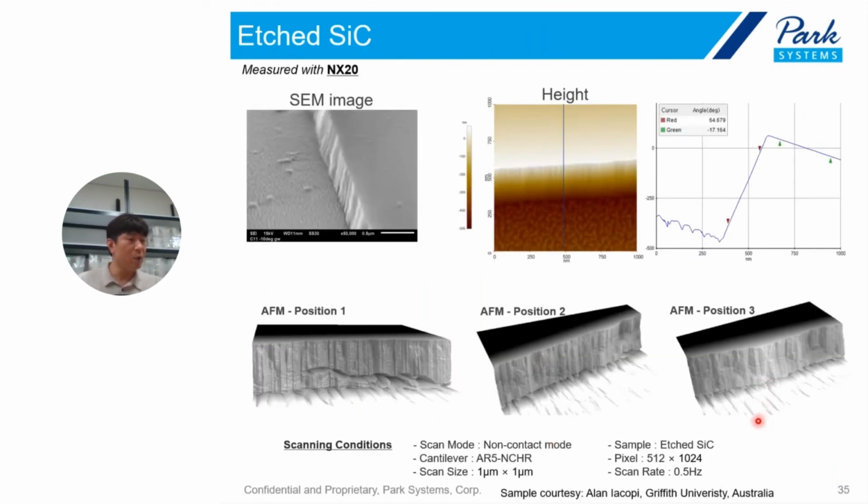And with angle measurement, we can also image this sidewall structure. Compared with the SEM, the scanning electron microscope, AFM also shows quite a similar image with these specific numbers, like angles, roughness, or the sidewall structures.